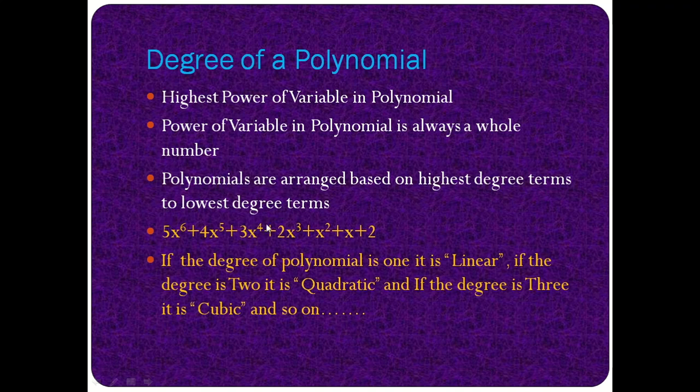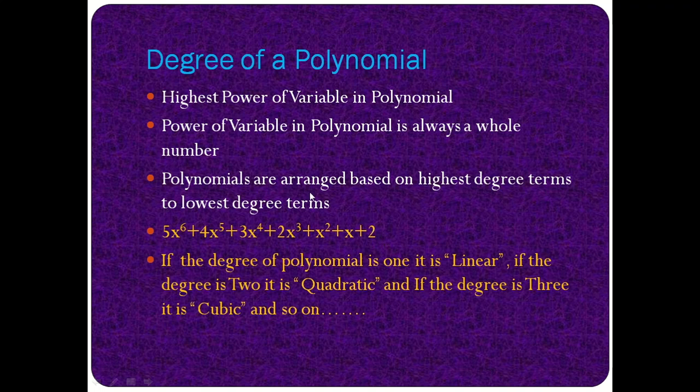And polynomials are arranged based on highest degree to lowest degree. That is the usual method of representing polynomials. So first of all, we start with the highest degree, then the next highest, like this. The polynomials are arranged.